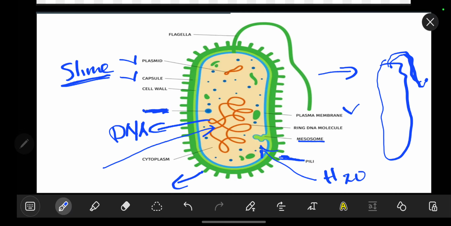So due to this, the cell wall prevents the bacteria from bursting when it gains a lot of water. So these are the functions. Let's just write a summary.